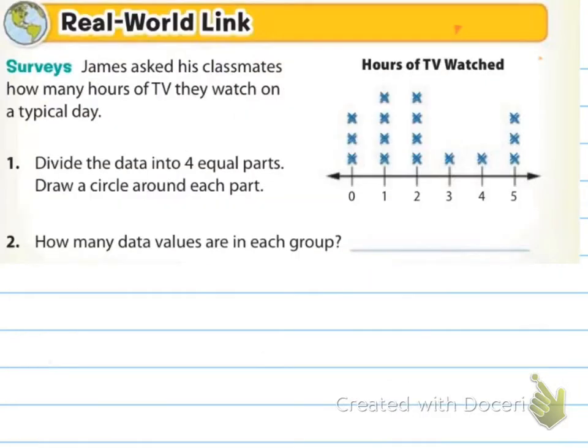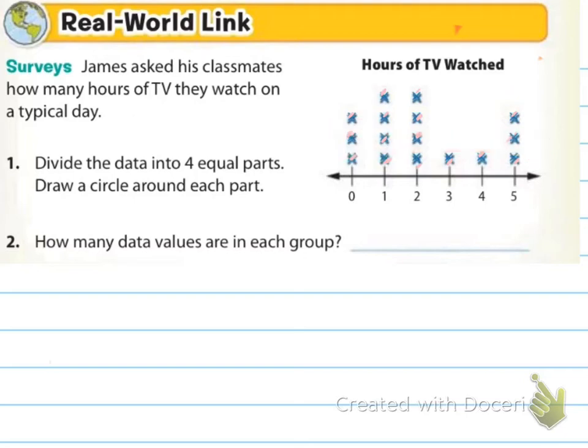Alright, so James asks his classmates how many hours of TV they watch in a typical day. Divide the data into 4 equal parts and draw a circle around each part. So the first thing we need to figure out is how many classmates were surveyed. So we've got 1, 2, 3, 4, 5, 6, 7, 8, 9, 10, 11, 12, 13, 14, 15, 16. Alright, so we've got 16 all together.